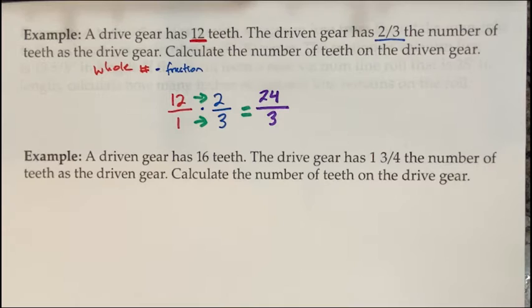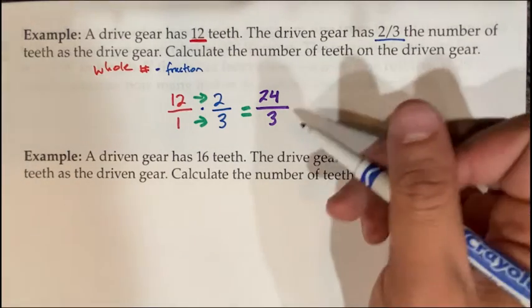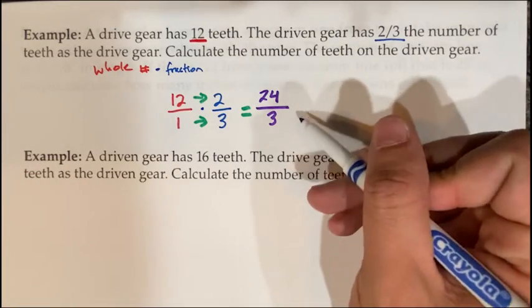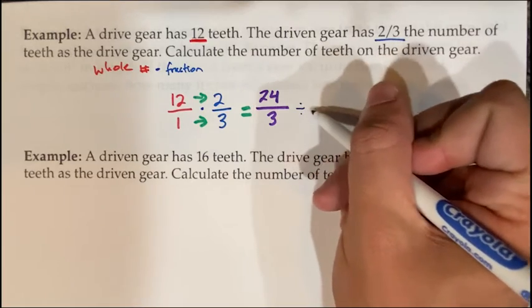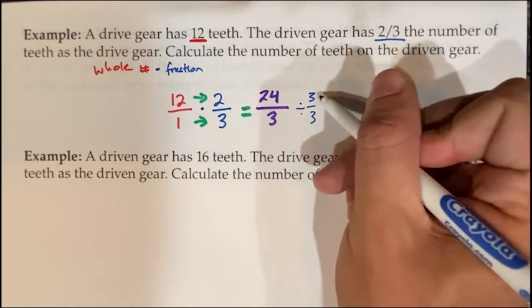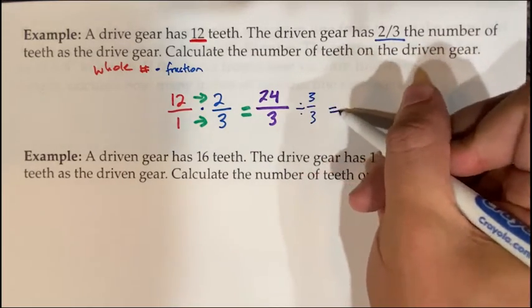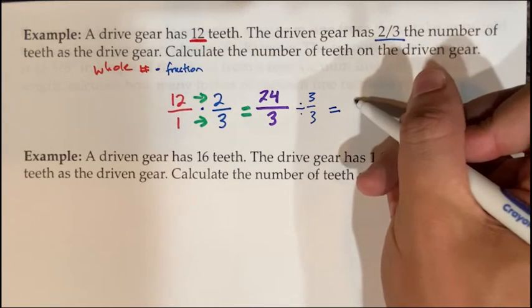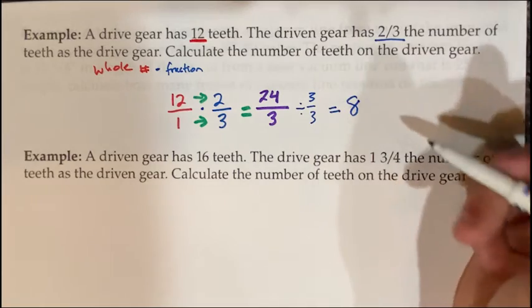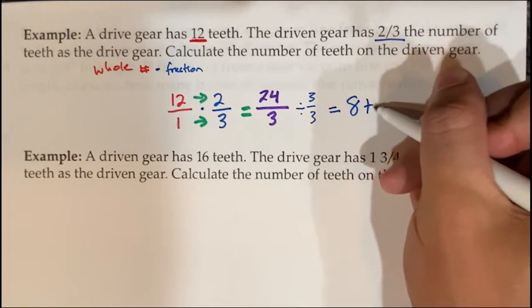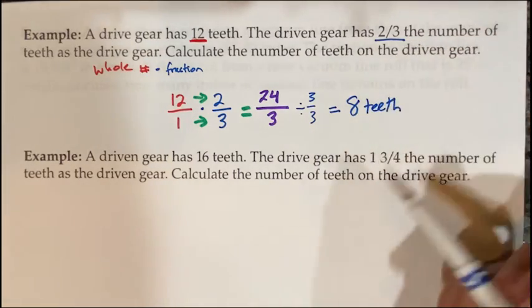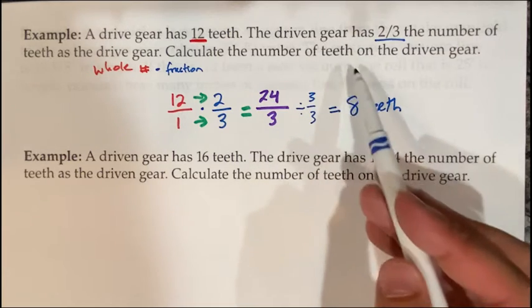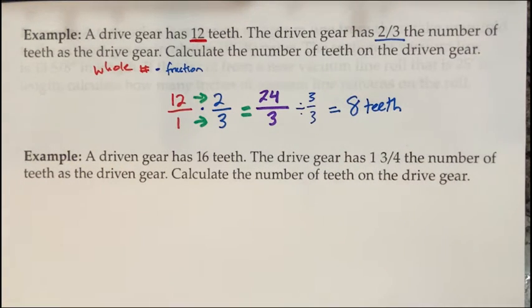So after we've multiplied, we're going to simplify. Now, if I look at 3 and 24, I can divide a 3 out of both of those. And if I were to do that, then I'm going to end up with an answer of 8. And so that lets me know that the driven gear is going to have 8 teeth on it.